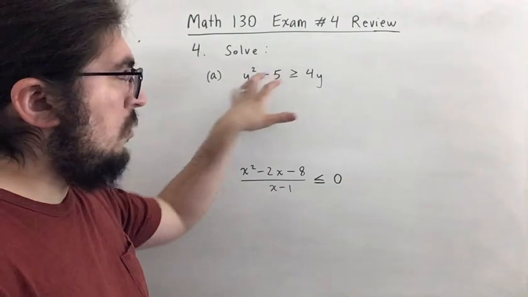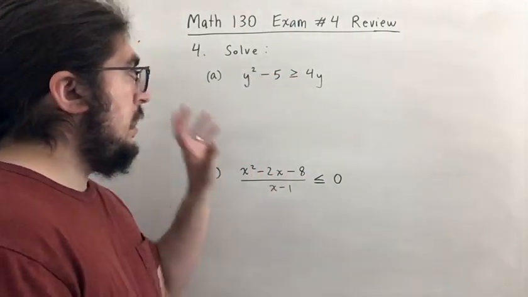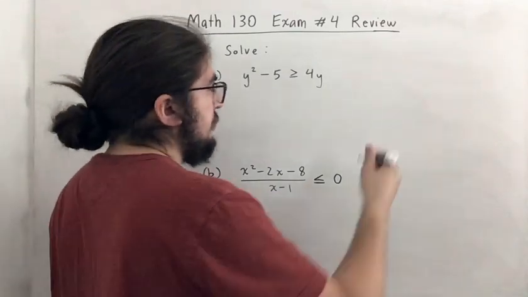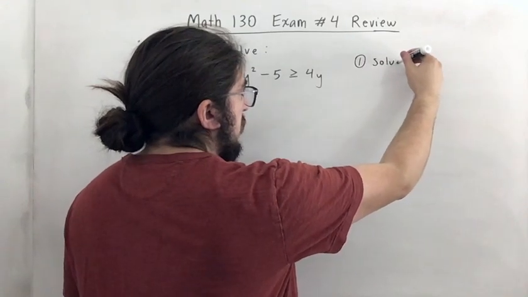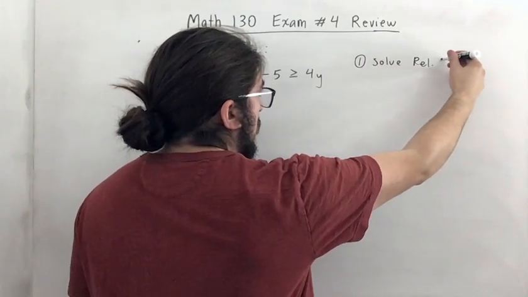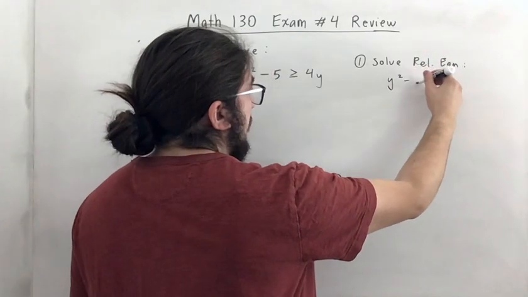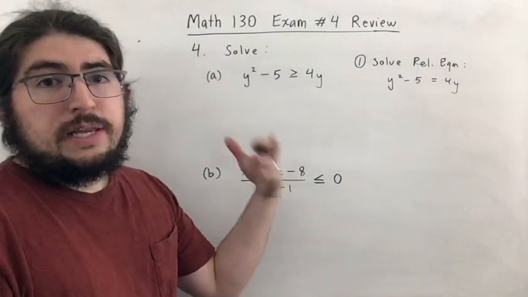So the first one is a quadratic inequality, and the second one is a rational inequality. Now, for a quadratic inequality, there's basically 3 steps. The first step is to solve the related equation, which is y squared minus 5 equals 4y. So imagine this is equality, solve that.